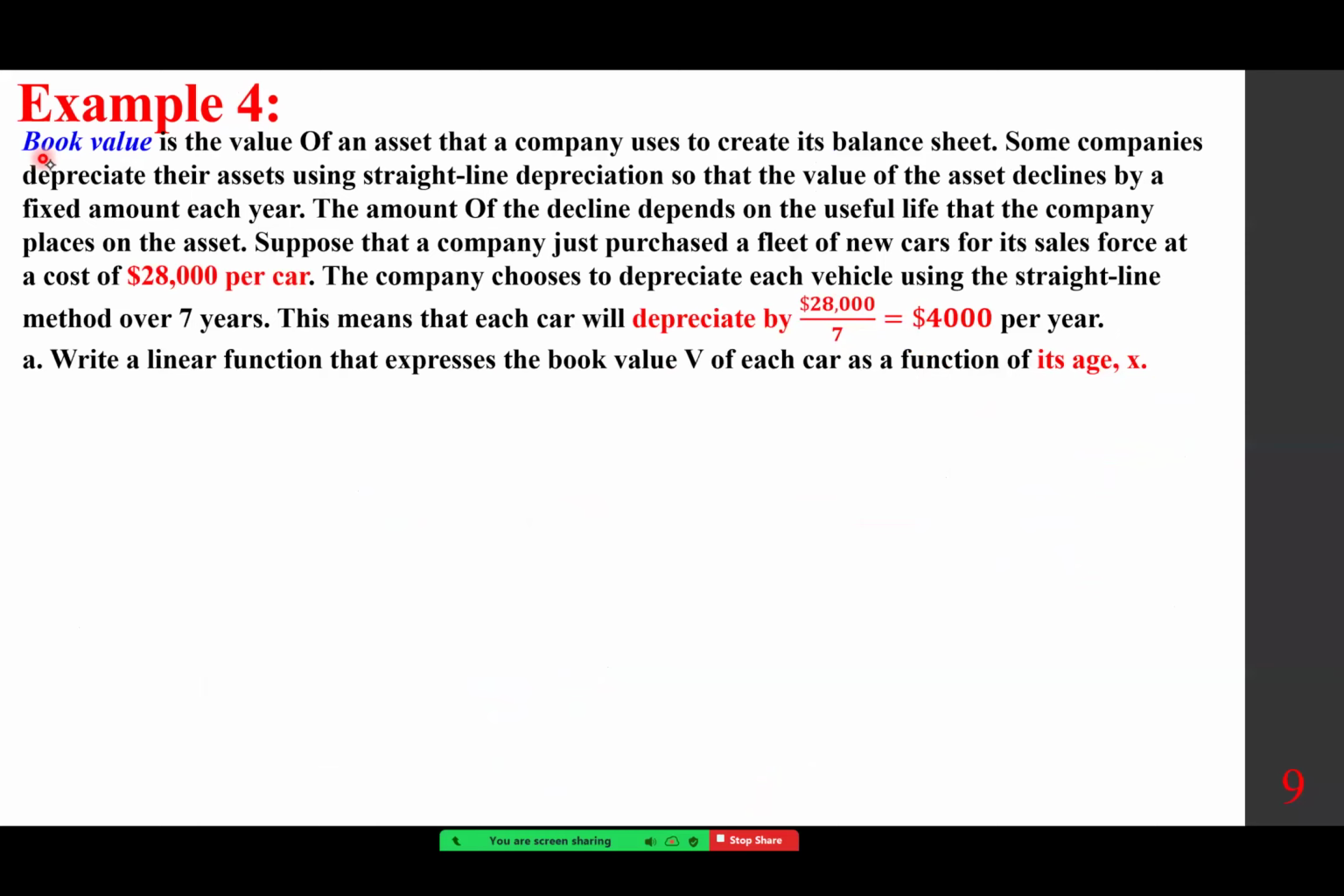Book value. Book value is the value of an asset that a company uses to create its balance sheet. Some companies depreciate their assets using straight line depreciation so that the value of the asset declines by a fixed amount each year. The amount of the decline depends on the useful life that the company places on the asset. Suppose that a company just purchased a fleet of new cars for its sales force at the cost of $28,000 per car.